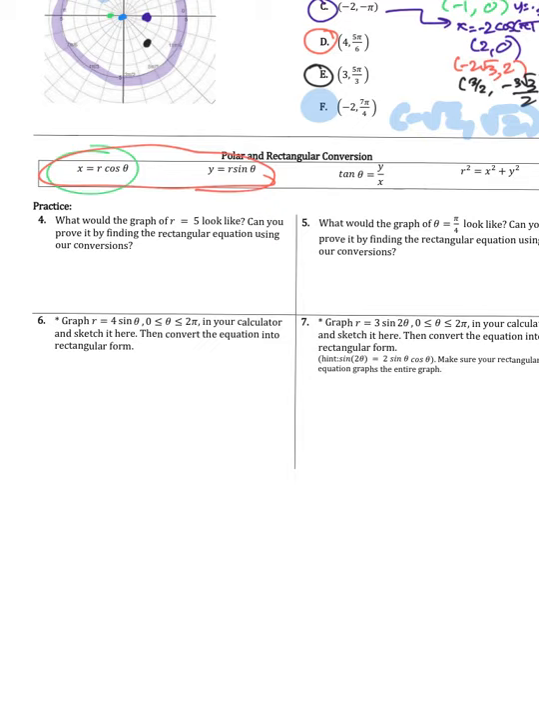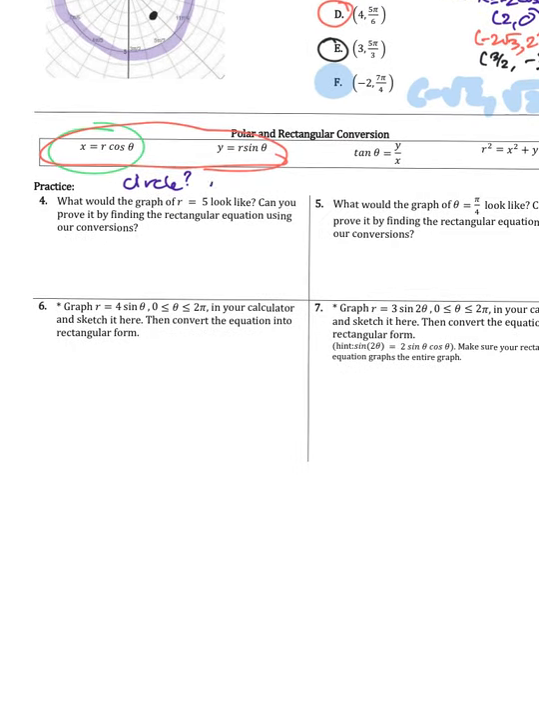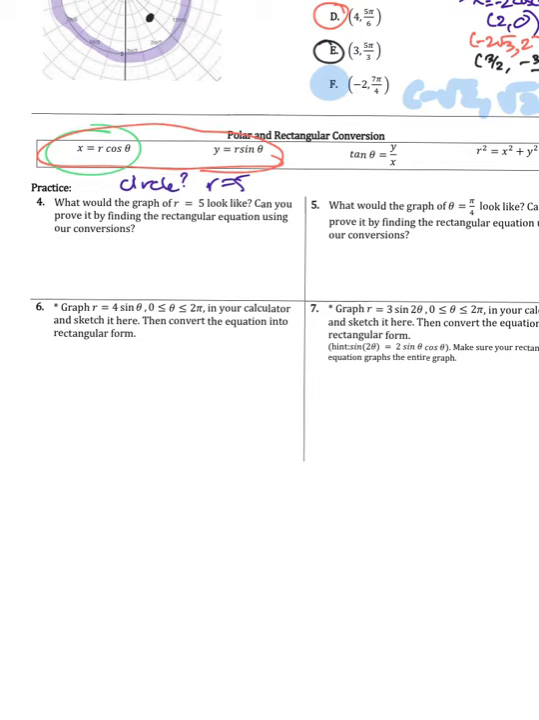So it seems like r equals 5 would actually just be a circle. Let's see if we can prove that. So I'm going to put circle is what we think it's going to look like. Let's see if we can prove that. And we're thinking it's a circle with a radius of 5, obviously, since it says r equals 5. So what do we know?